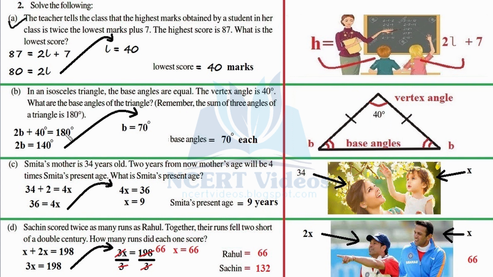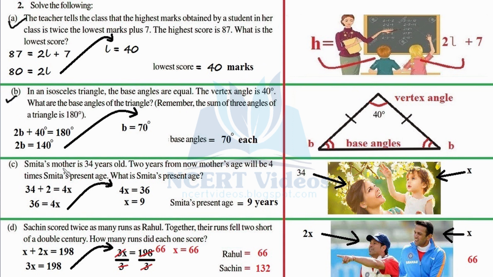B plus B, since they are the same, is 2B, and plus 40 gives you 180. Now 2B equals 180 minus 40, transposing it, it is subtracted, so 140. Get rid of this 2 by dividing both sides by 2. So B equals 70, since 7 2s are 14. So 70 each angle, 70 degrees. Don't forget to write these units like marks, degrees, etc.